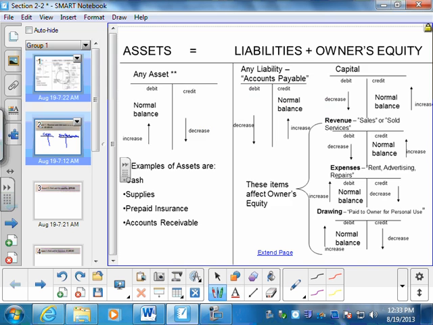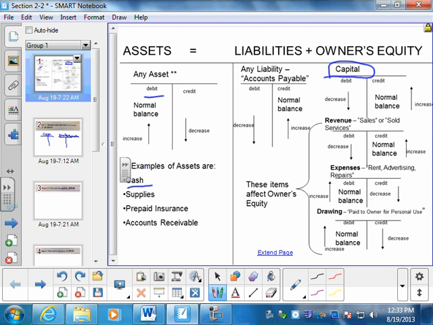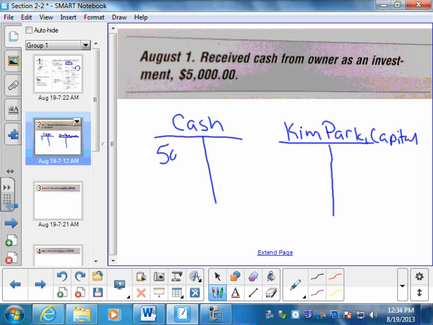So let's look at our chart. So we're dealing with cash. If we want cash, which is an asset, to increase, we're going to increase it with a debit. And we're dealing with capital. So here's capital right here. If we want capital to increase, we're going to increase it with a credit. So we are going to debit cash $5,000 and credit Kim Park Capital $5,000. And as I said before, you guys always want to make sure that your debits always equal credits. So we have 5,000 in debits, 5,000 in credits.